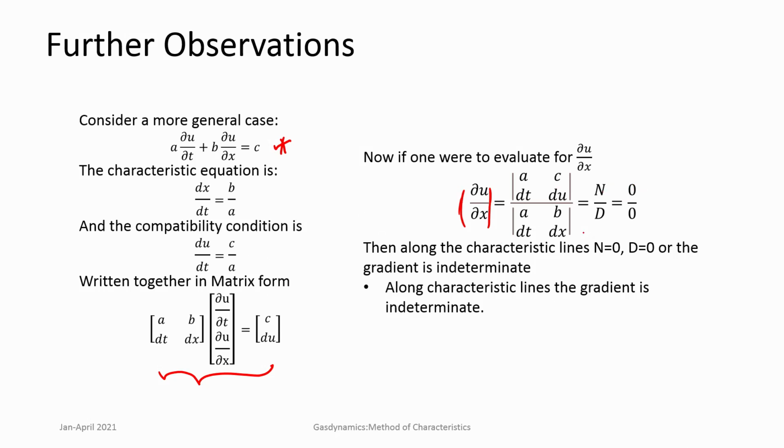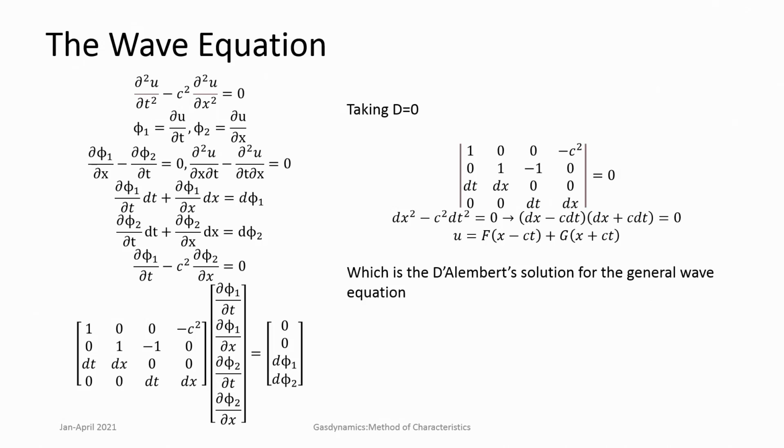So, you find that along characteristic lines this gradient is indeterminate. Okay. So, this gives us a method: finding the numerator and the denominator of the gradient, and then equating them to be in the 0 by 0 form. This gives us a method to get characteristic lines in general. So, we go ahead and apply this.